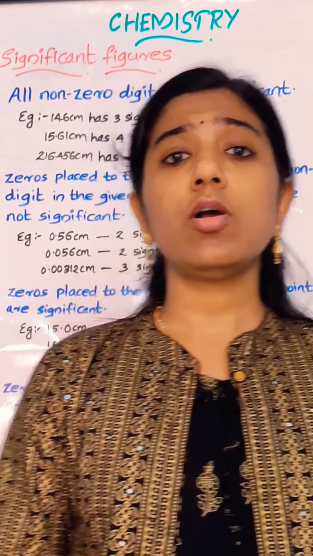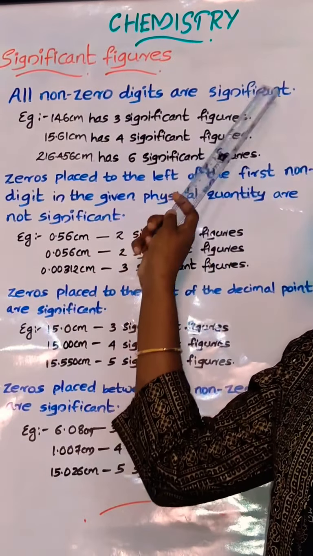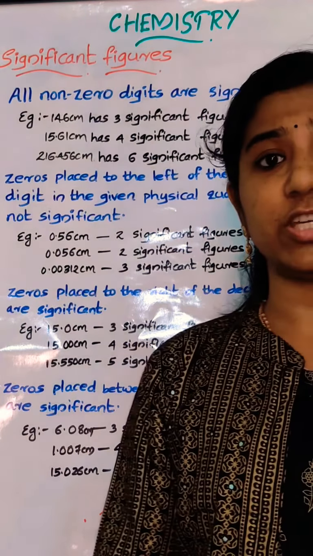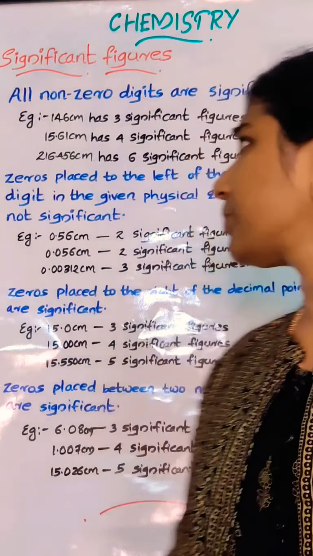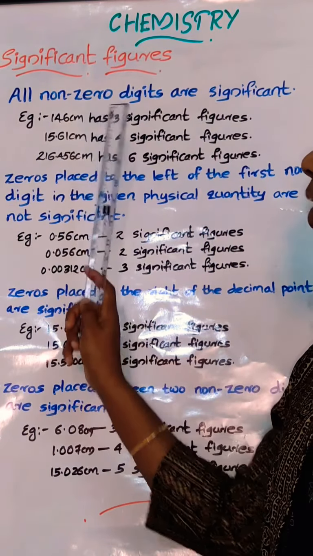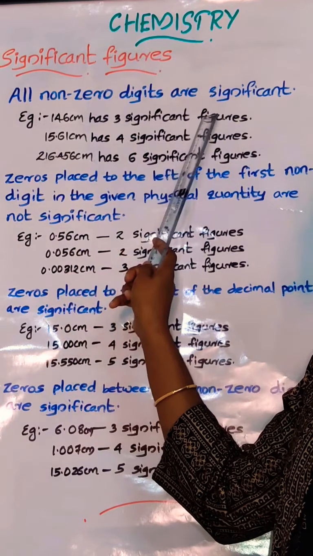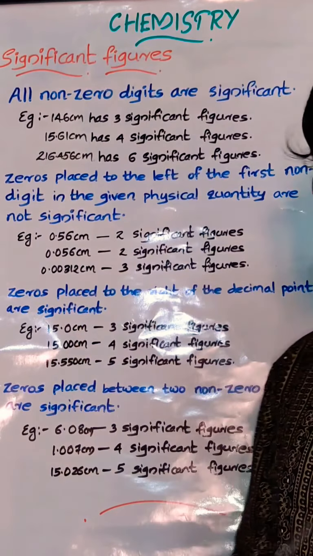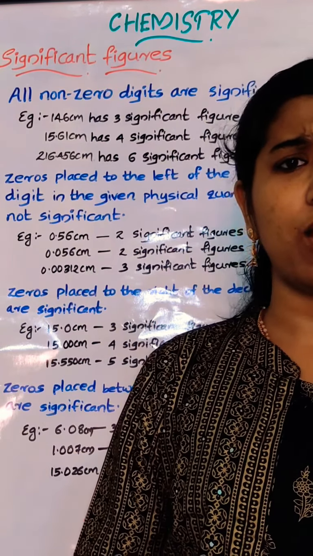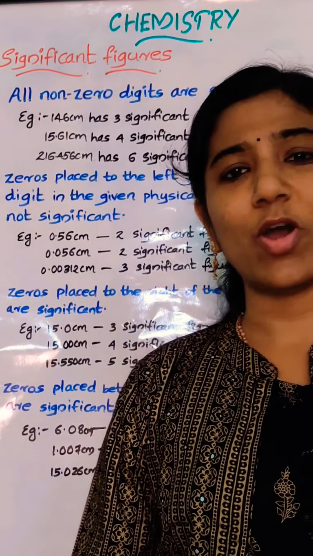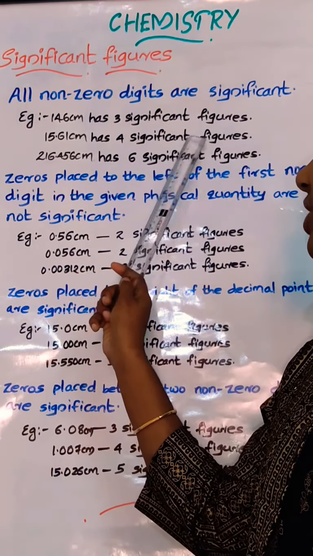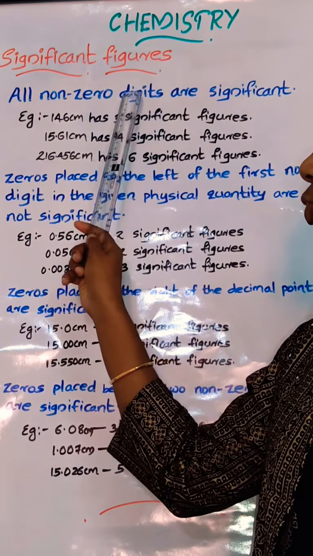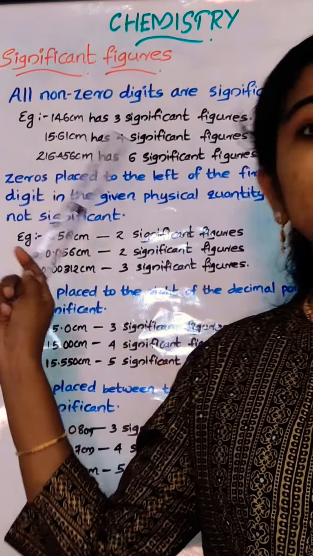The first rule: all non-zero digits are significant. Can we move to an example? 146 centimeter has three significant figures. Then 15.61 centimeter will have how many significant figures? 15.61 centimeter has 4 significant figures, because these 4 digits are non-zero. So we can term the 4 digits as significant figures.